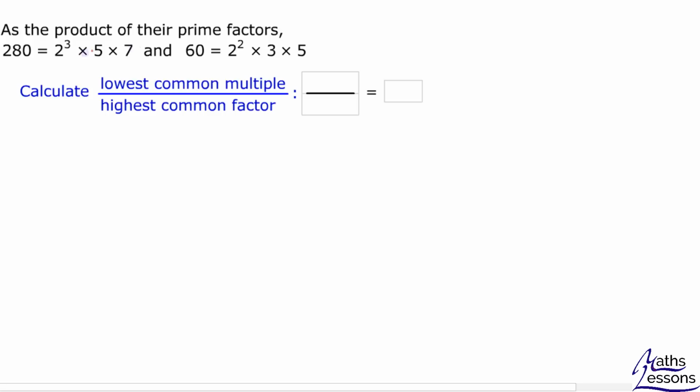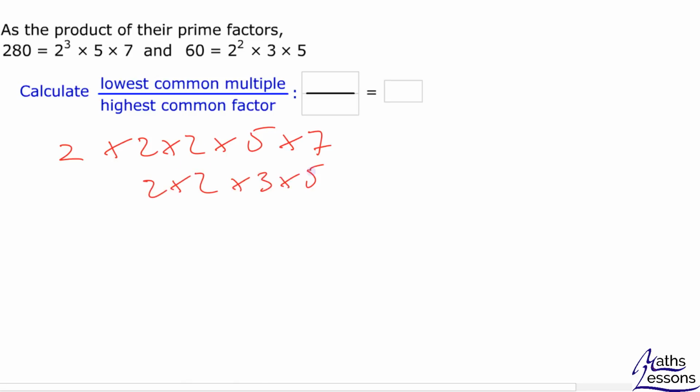Okay, so we've got 280 and 60 as the product of prime factors. We wanted to find the lowest common multiple and the highest common factor. So let's just write these out. I'm actually going to write them out without the powers. So you've got 2 cubed is 2 times 2 times 2 times 5 times 7. And then we've got 2 times 2 times 3 times 5.